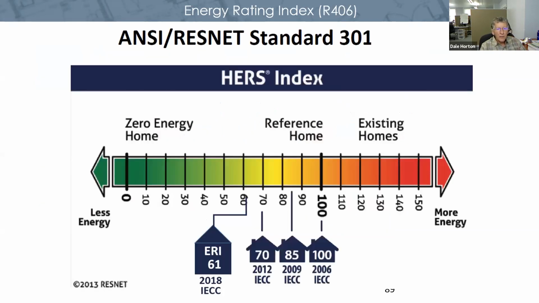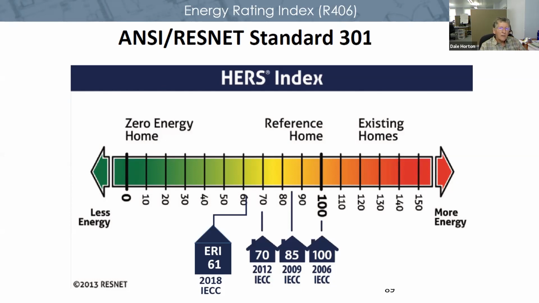If you're not familiar with ratings, they were introduced about 20 years ago. They're essentially a computer analysis of the building's energy performance, and a home that gets a score of 100 is built to comply with the 2006 IECC. A building that has a HERS index score of 0 is producing, usually through solar, as much energy as it's using. So the ERI requirement in the 2018 IECC is 61.